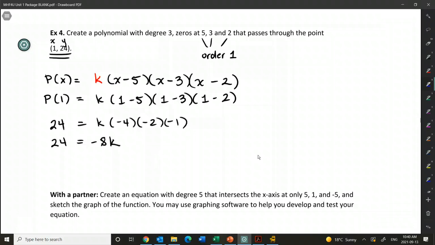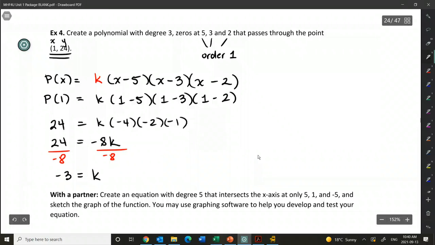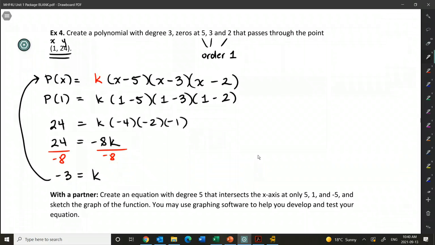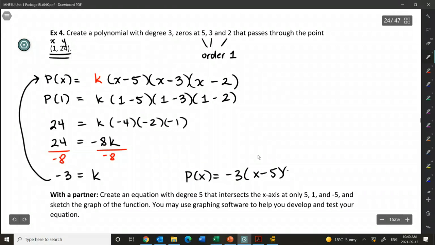Did I do something wrong, Clayton? You looked like I was doing something wrong. Did I do it right? Yeah. Okay, so we get -3 for k. We sub back into our original equation for k. So p at x equals -3 times our 3 binomials that represent those x-intercepts.